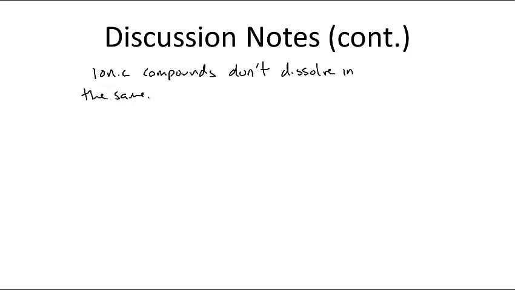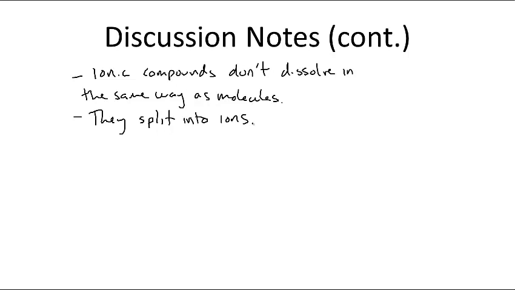So ionic compounds, we're going back a little bit. This is a longer lecture, but ionic compounds don't dissolve in the same way as molecules. So they split into ions. This is what makes it extra tricky to determine whether or not it's a physical or chemical change. So if we look back to that last chemical equation with cobalt chloride dissolving, we could also write it this way.